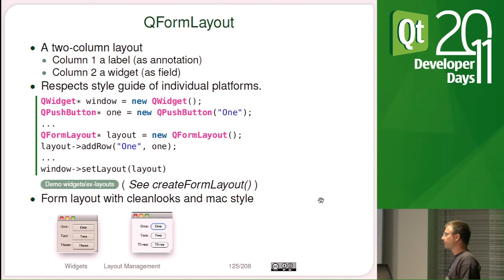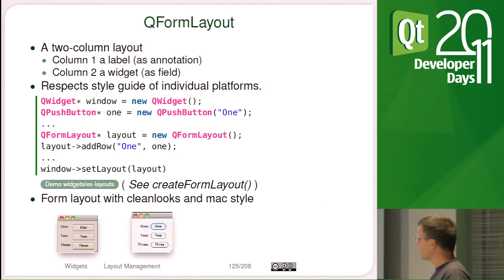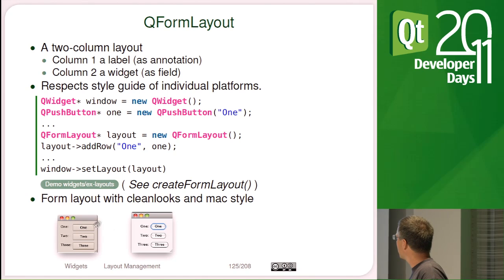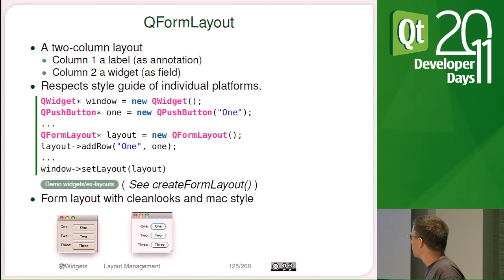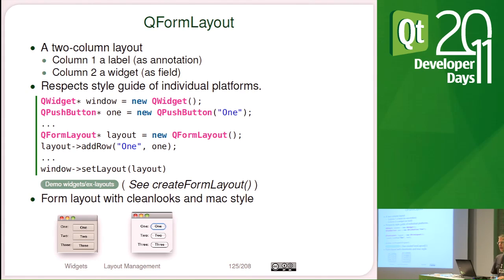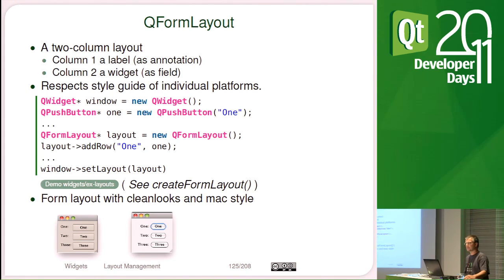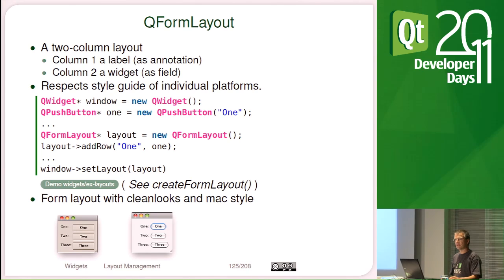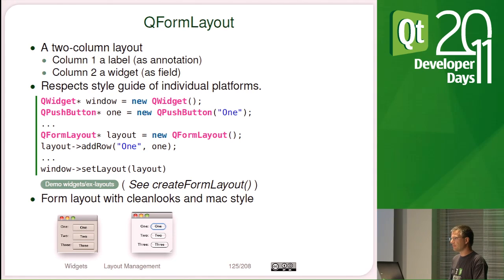Here is an example of a form layout. So form layout is a 2-column layout mainly with some labels on the left side and some input fields on the right. And this has some special look and feel on a Mac, so that the left column is right aligned and the right column is left aligned. So Qt specifies how the layout will look on different operating systems, so that you get a native look and feel.